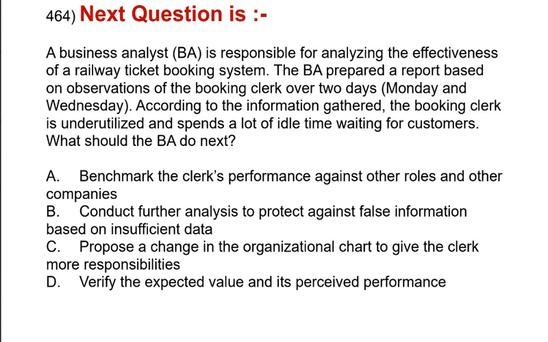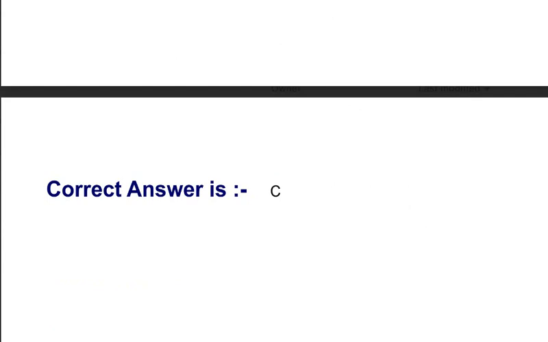Option A, benchmark the clerk's performance against other roles and other companies. Option B, conduct further analysis to protect against false information based on insufficient data. Option C, propose a change in the organizational chart to give the clerk more responsibilities. Option D, verify the expected value and its perceived performance. Correct answer is option C.